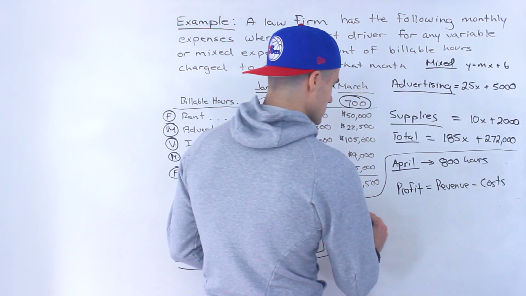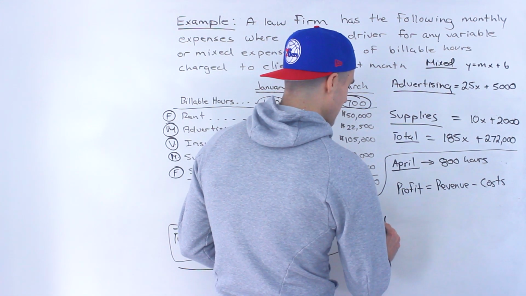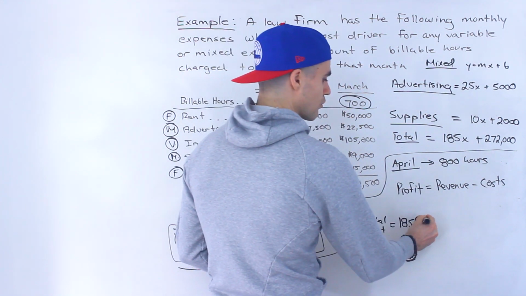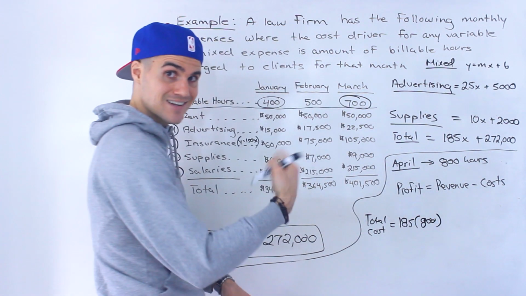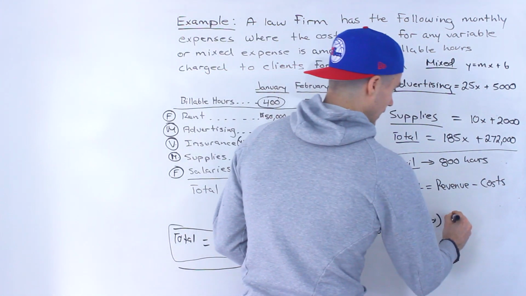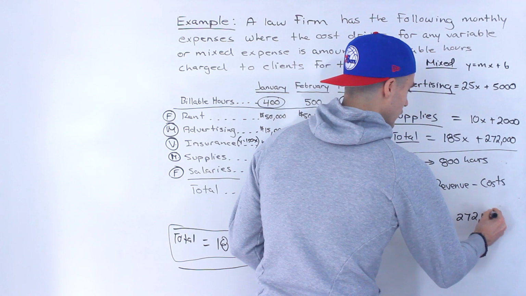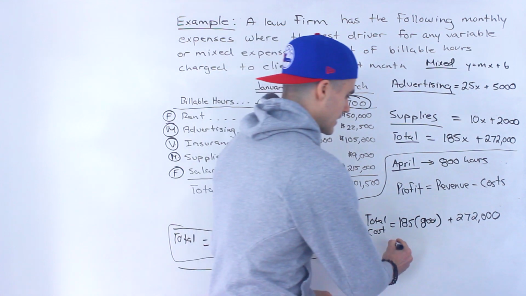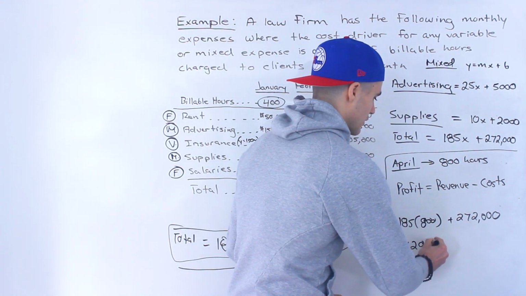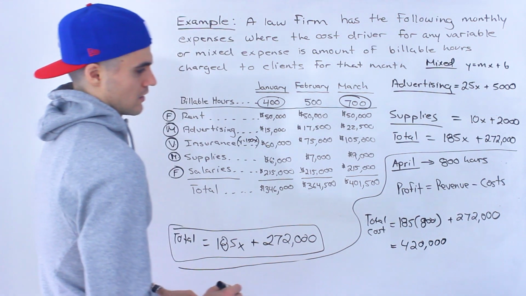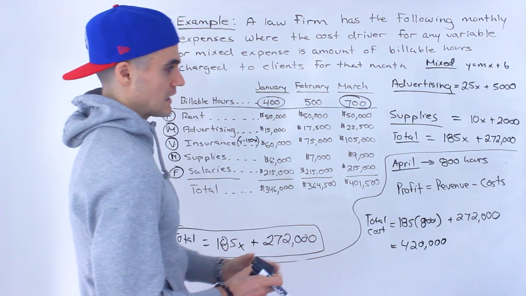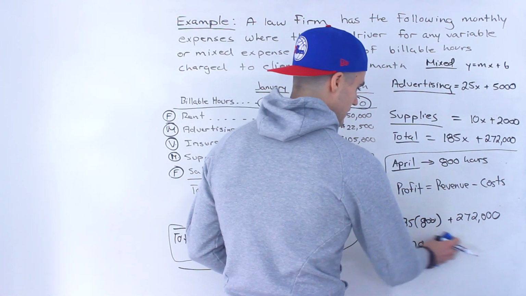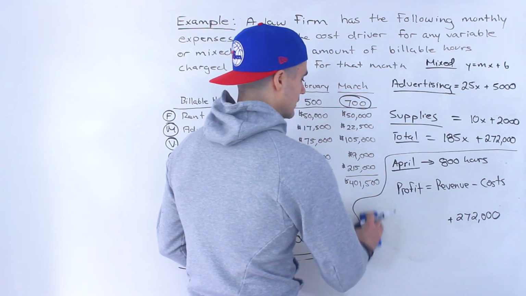So the total costs, what we can do is we can basically take 185 and multiply it by the 800 billable hours that are expected to come up in April, and then add that 272,000, like that. And when you do all of that in your calculator, you'd end up getting 420,000. All right, so $420,000, if there's billable hours of 800 hours, that's going to be the total cost. So taking this amount here, and let's put it in this formula.